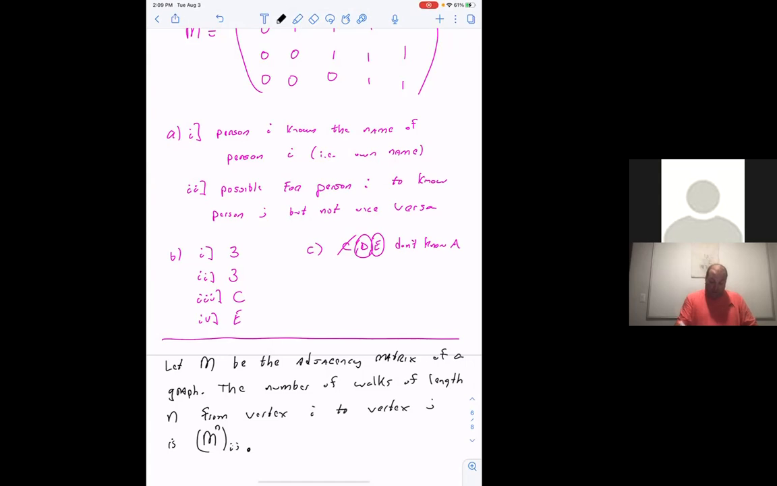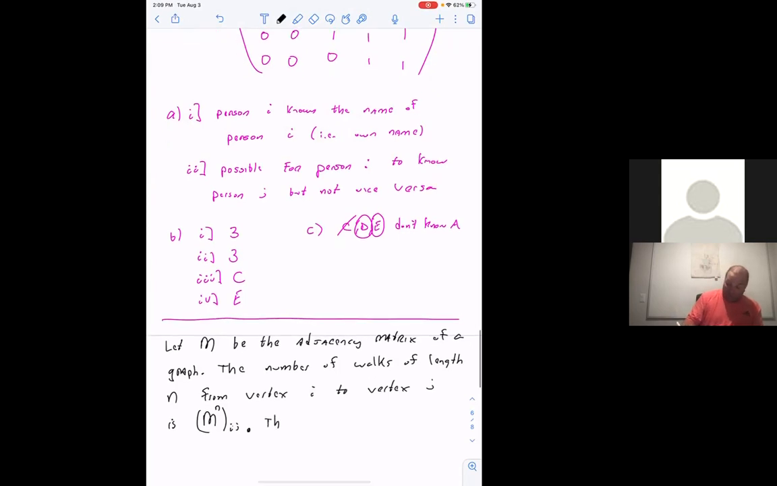So if you want to figure out whether I can get from here to there in 7 steps, I will take my adjacency matrix and raise it to the 7th power and then look at that entry. But it doesn't just tell me whether I can or not. It actually tells me how many ways I can do that. So if there's 19 ways of getting from there to there in 2 steps, a 19 will pop up in that entry. This is just really cool stuff.